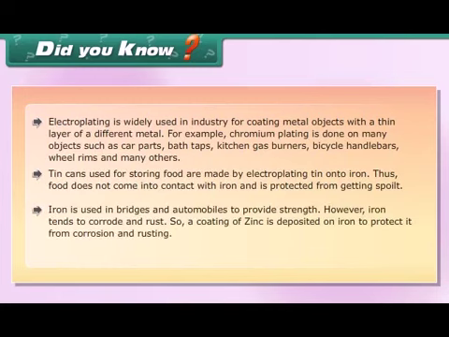Iron is used in bridges and automobiles to provide strength. However, iron tends to corrode and rust, so a coating of zinc is deposited on iron to protect it from corrosion and rusting.